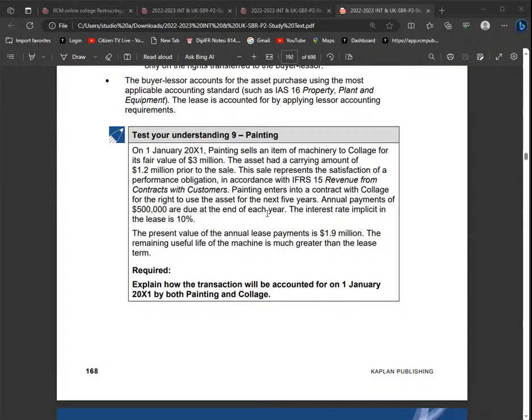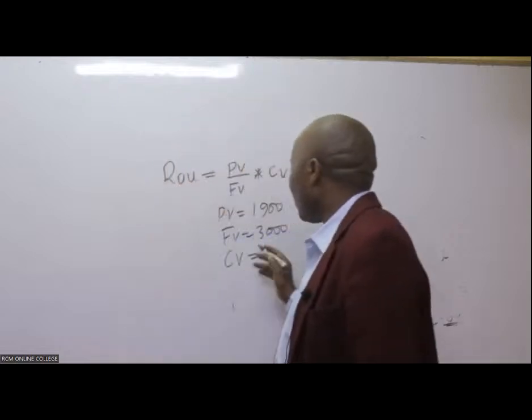Painting, in this case, is the one that sold. And now they are entering into a contract, ladies and gentlemen, with this company called College for purposes of right of use, so leasing. They sold, and now they are leasing it back. So it's a sale and lease back. And you can see that the carrying amount is 1200. I'm cutting 3 zeros.